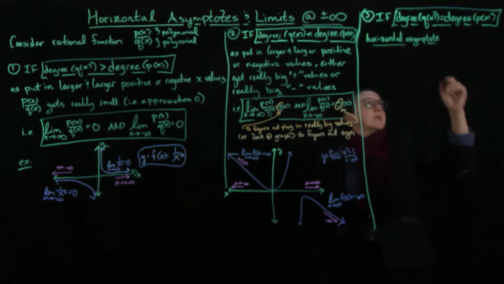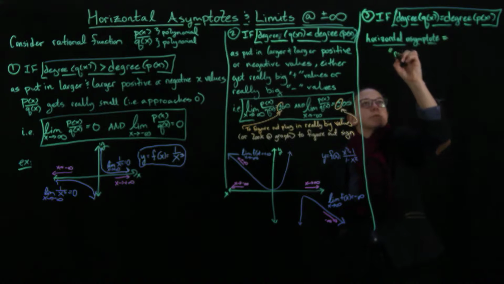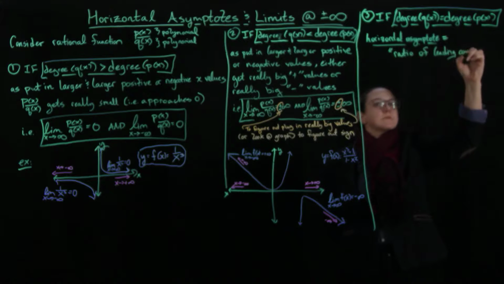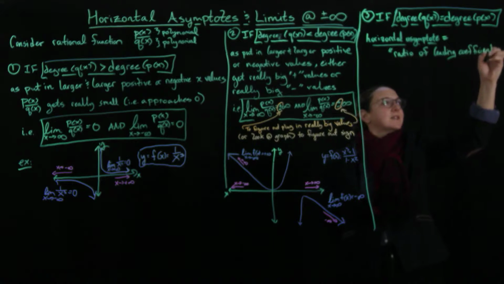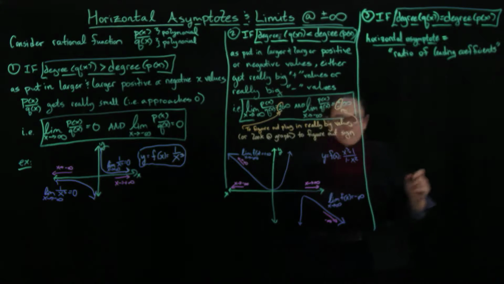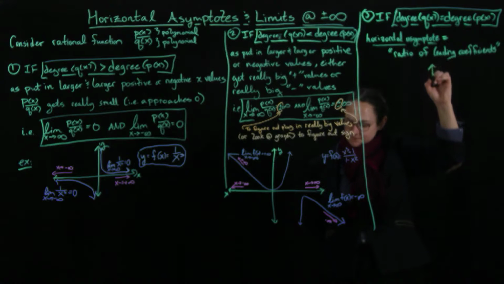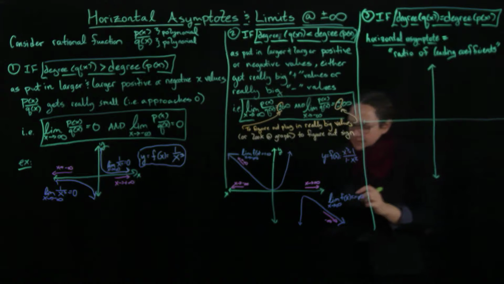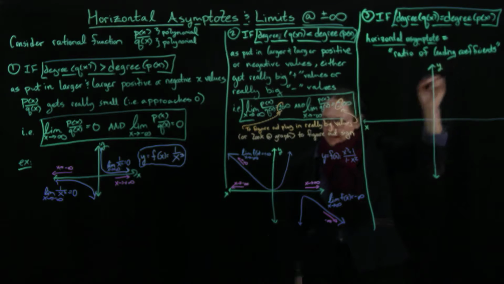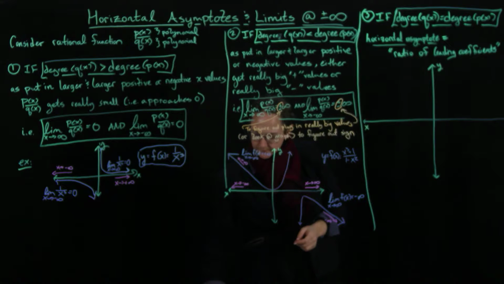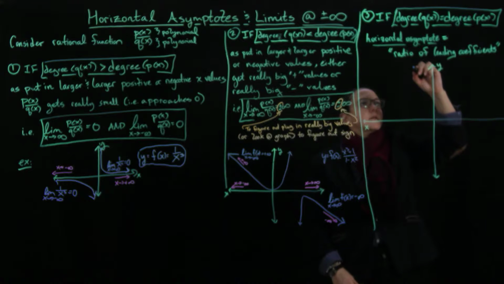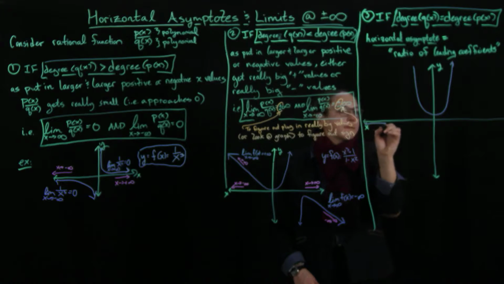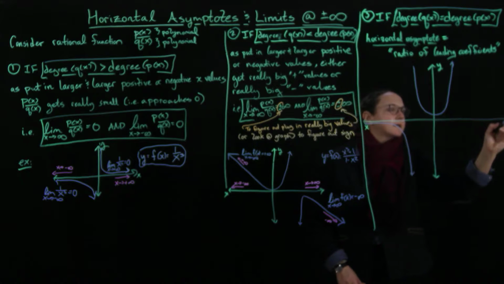Okay, which is going to equal the ratio of the leading coefficients. So let's see what I mean by that. Okay, so here we go. I have the x-axis and the y-axis, and then I have, okay, it's going to go like this, and we have this, go like that, and this is going to go like that.